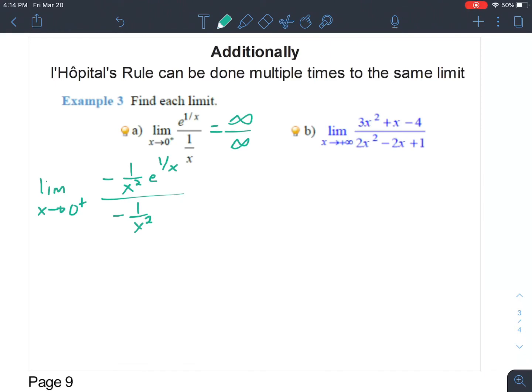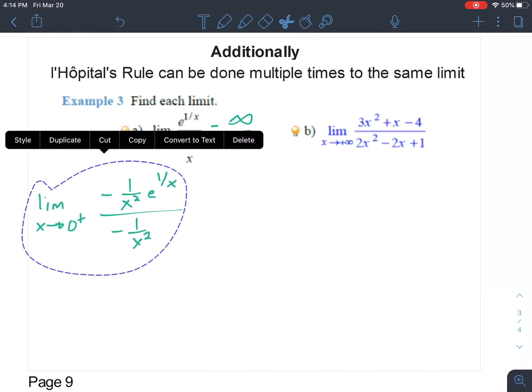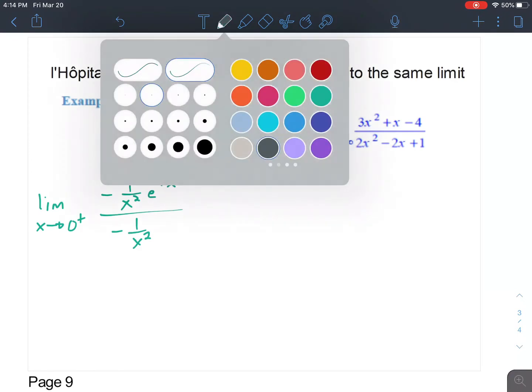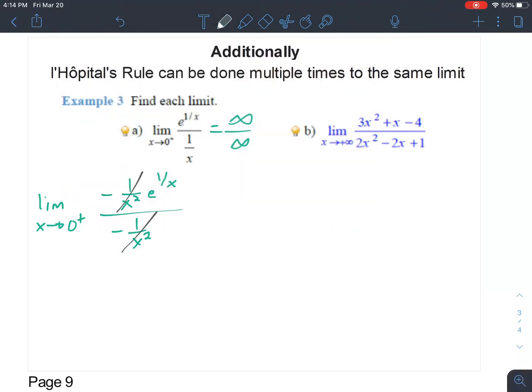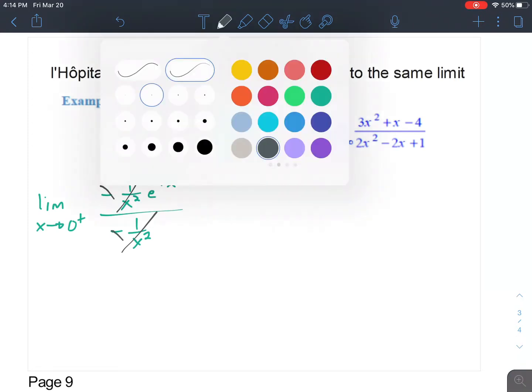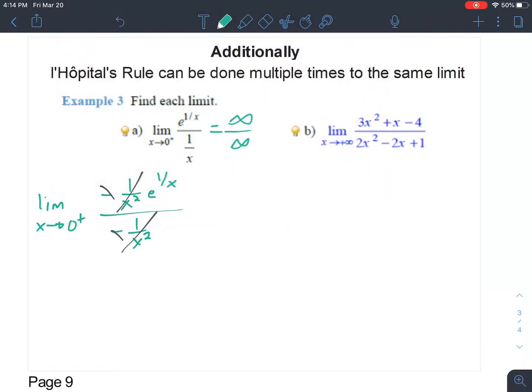Now let's not put anything into this limit. Let's actually do some simplifying, because we have 1 over x squared on top and bottom. Well, and they're both negative, so those negatives will cancel too. That leaves us then with just e to the power 1 over x. And we already demonstrated earlier this right here. When we put in 0 from the right-hand side, it's equal to infinity. So our value for this first limit is positive infinity.